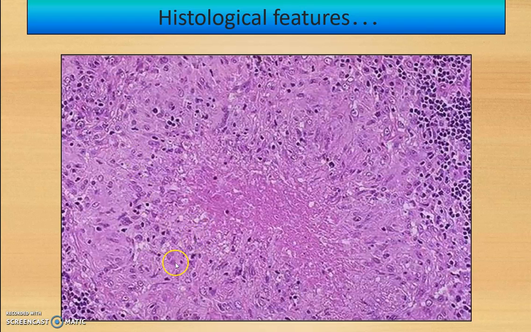Okay. Again, at a bit higher magnification, caseating granuloma in case of pulmonary tuberculosis. You can appreciate this is the central necrosis, and then you can see the epithelioid macrophages and also the lymphocyte rimming.